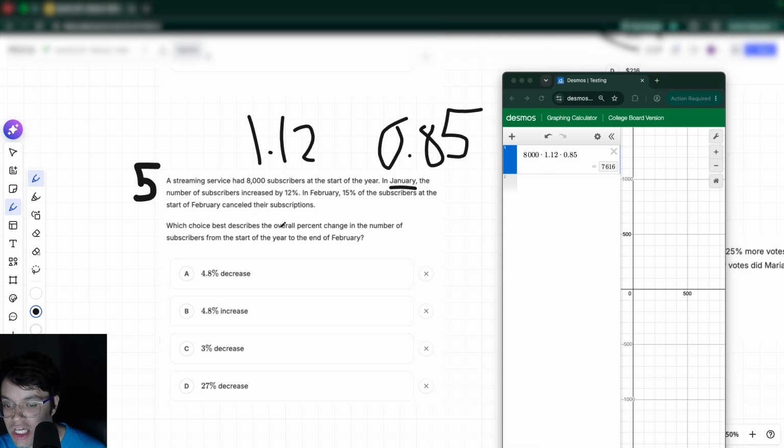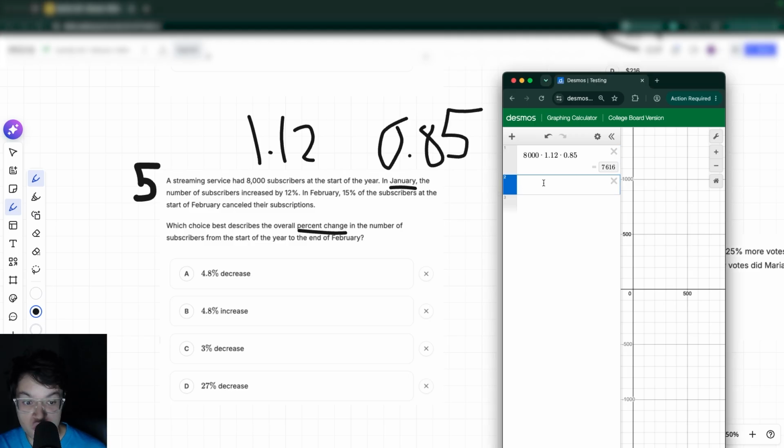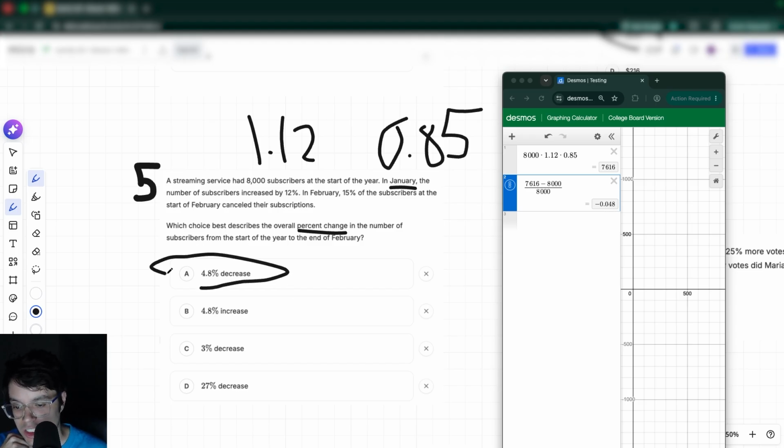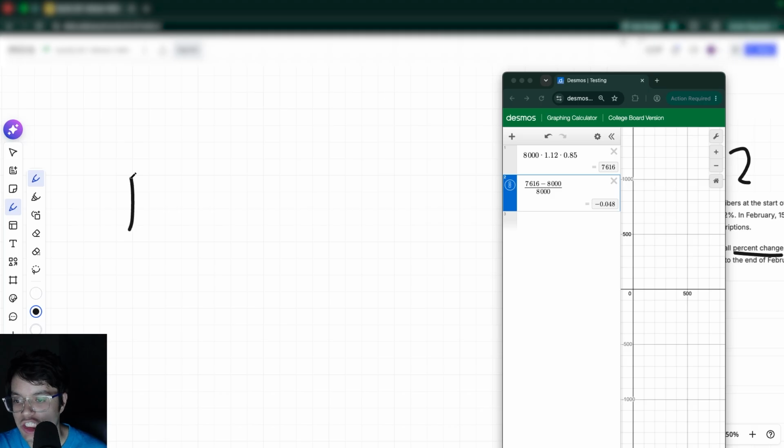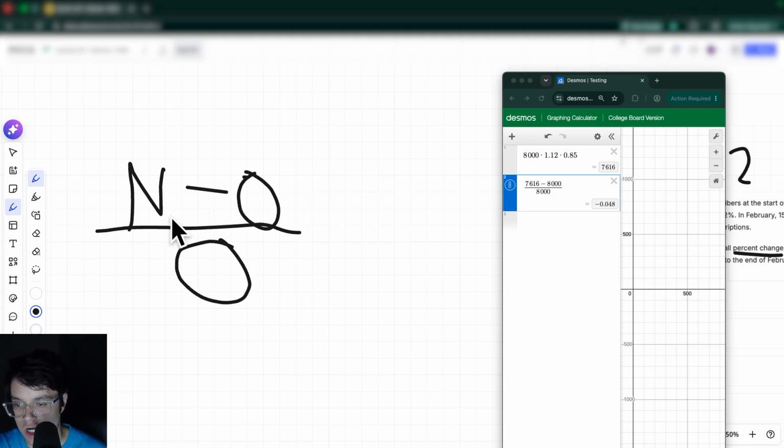But then it's asking what is the overall percent change in the number of subscribers from the start to the end in February. To do percent change, what you do is you take the new amount, so 7616, you subtract the old amount, so 8,000, and then you divide the entire thing by the old amount specifically. So minus this, that would mean a 4.8% decrease here because we moved a decimal place 2 places again. And since it's now a decimal, we have to go backwards on what we did before, so 2 to the right this time. So always remember that if it's ever asking percent change, it would be new minus old and then divide the entire thing by the old. Always is going to be how it works.